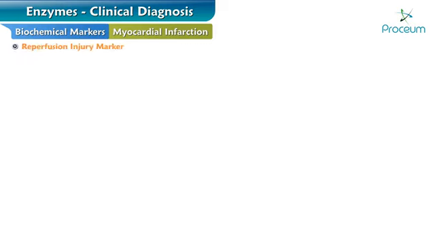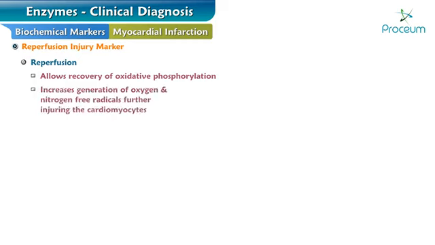We should also talk about reperfusion injury markers in myocardial infarction. Reperfusion with oxygen allows recovery of oxidative phosphorylation if the mitochondrial membrane has maintained some integrity. Reperfusion also increases the generation of oxygen and nitrogen free radicals, thereby further injuring the recovering cardiomyocytes. The extent of reperfusion injury can be determined by measuring blood levels of creatine kinase, myoglobin, or CKMB.